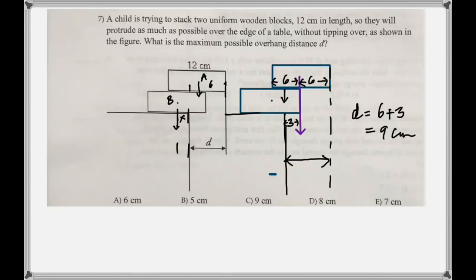You can see that I've redrawn this diagram to make it the actual way it is, and you can see that this edge coincides with the center of the other one. So that's why we get this to be exactly half of 6, which is 3. I hope that makes sense.